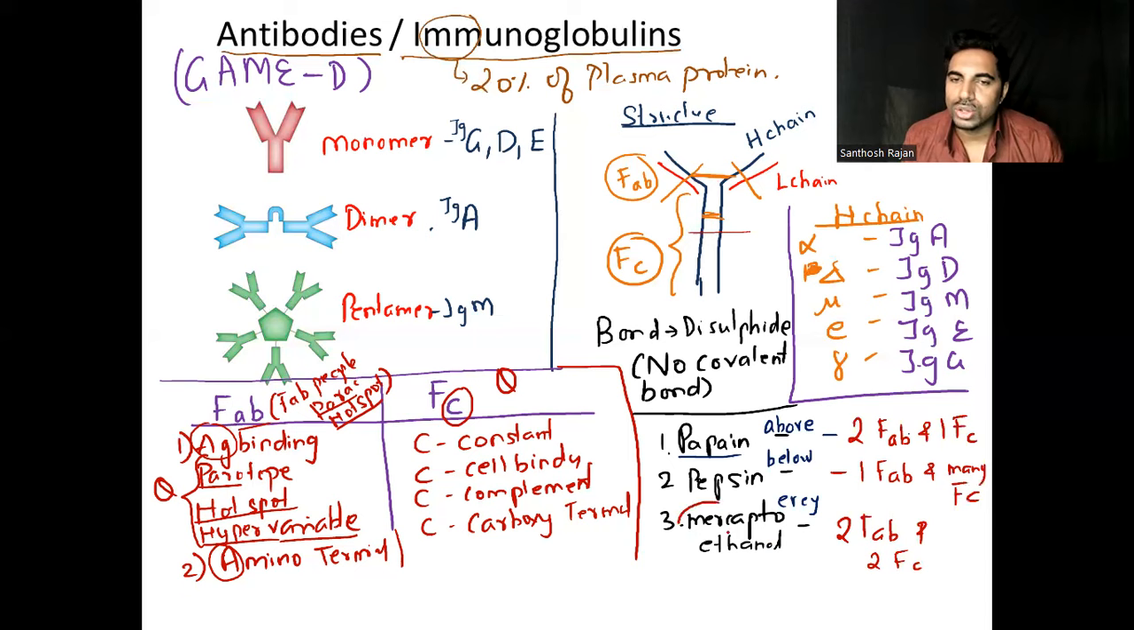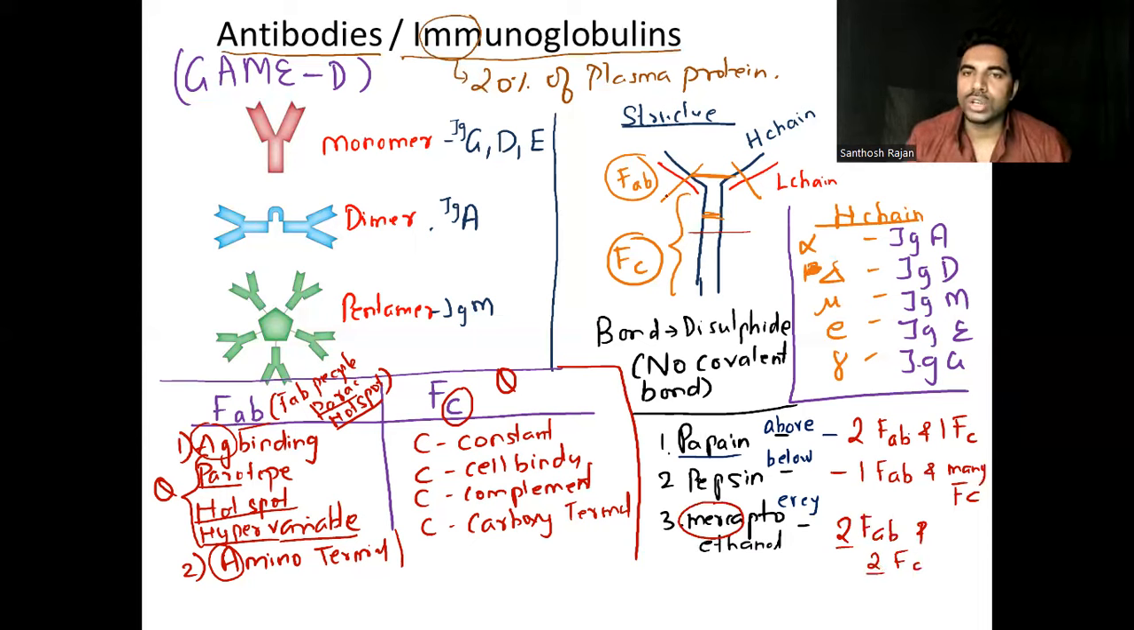How to remember? Mera family mein kya hai? Do hai. Mera family mein do hai. Do means papa mummy and two children. My family, two kids, right? So mera family mein do parents, do children. That's it. Two parents, two Fab and two Fc. Finished. Okay. But papa is always above.